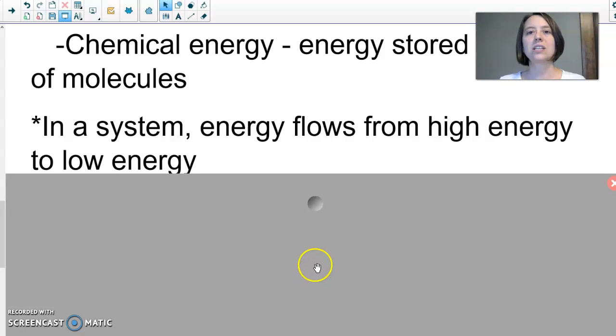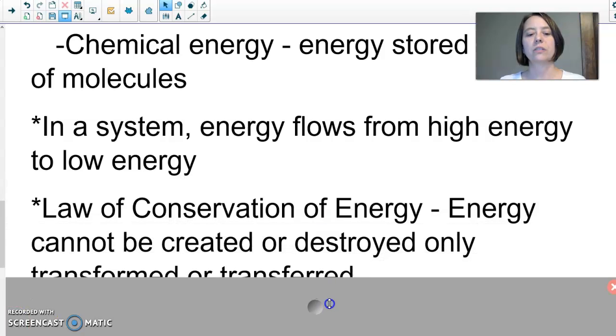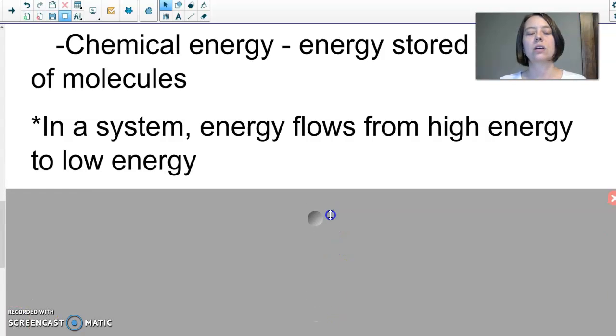So let's talk about the whole system. In a system, energy is going to flow from high energy to low energy. So let's talk about this for a second before moving on to the law of conservation of energy. If you have something up on the hill, like a rock on the hill, it has high potential energy, and if you give it a little push, it's not going to go back up the hill, it's going to roll down the hill to a position of lower potential energy.